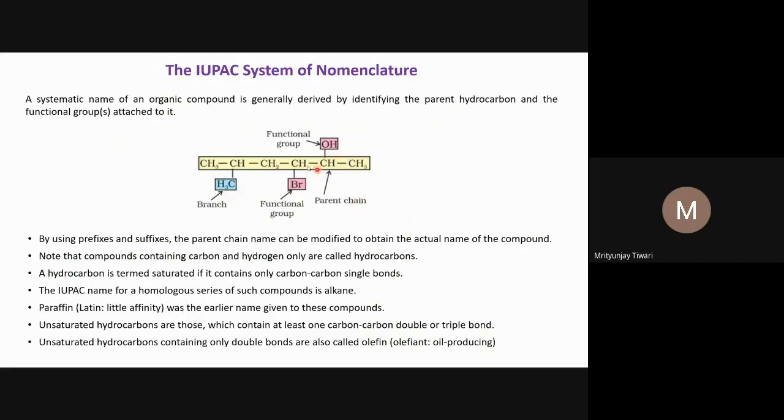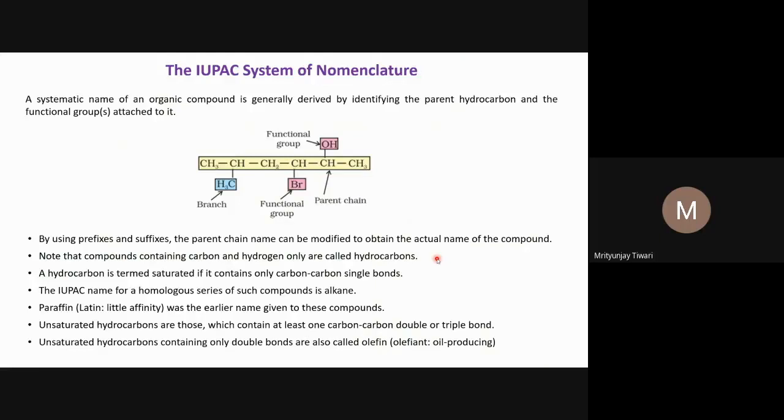Once you have noted the parent chain, the functional group and also the substituents, there are certain words that we use, and those are called prefixes. With the help of prefixes and suffixes, one can write the name of the organic compound. Any word has an initial part, which is called the prefix, and something which comes later on is called the suffix. So by using prefixes and suffixes, the parent chain name can be modified to obtain the actual name of the compound.